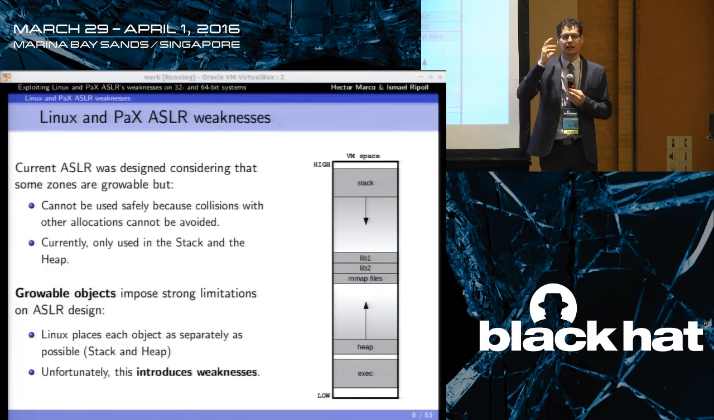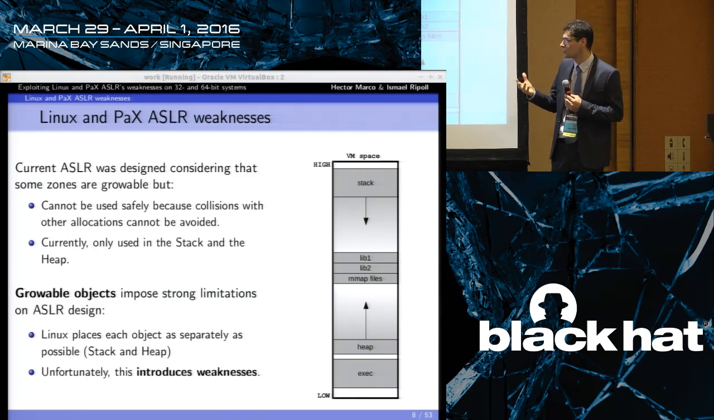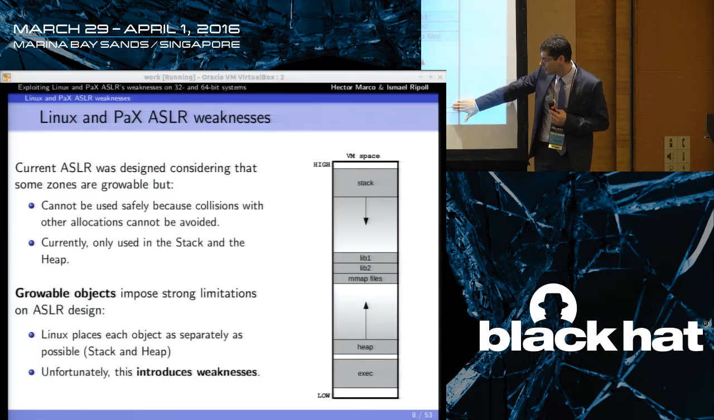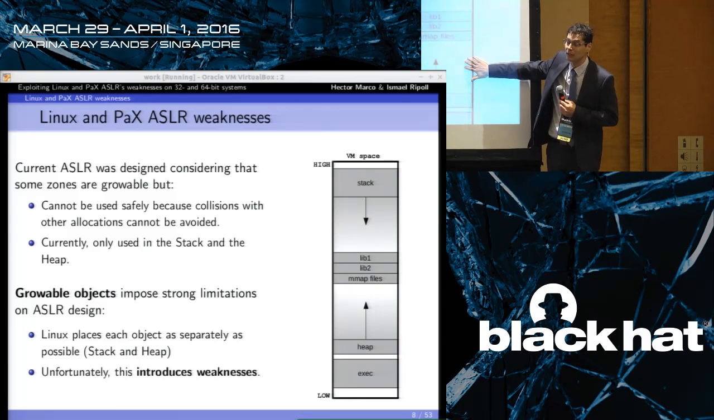More or less, what is the background? Why do these weaknesses exist? It's not for free. It's not because it's wrong. There is some reasoning about that. It's because typically the heap is a block of memory, an object that can grow, okay?